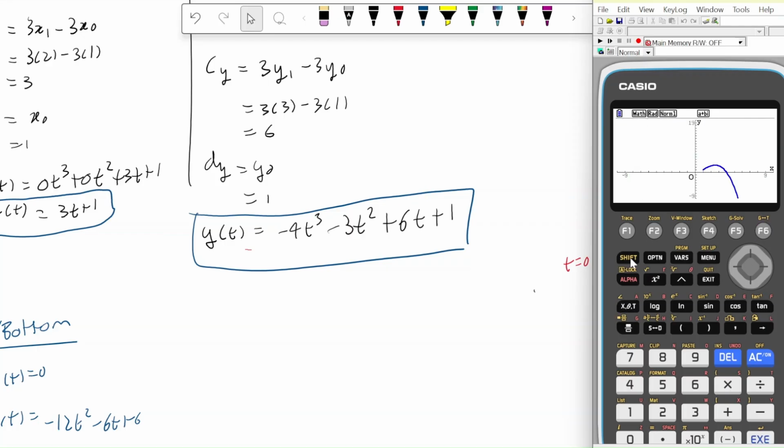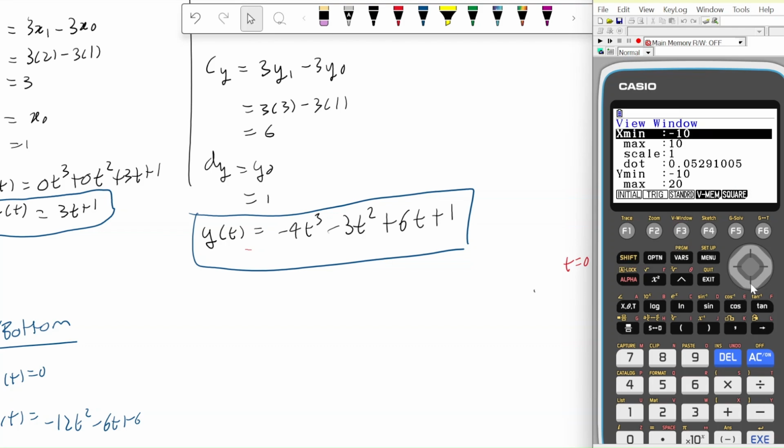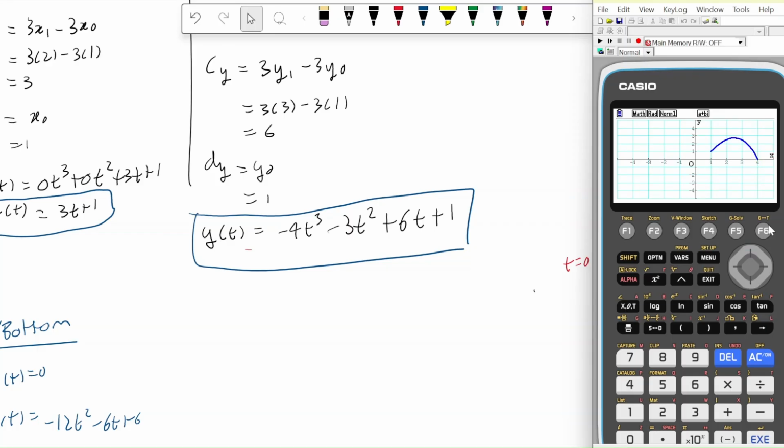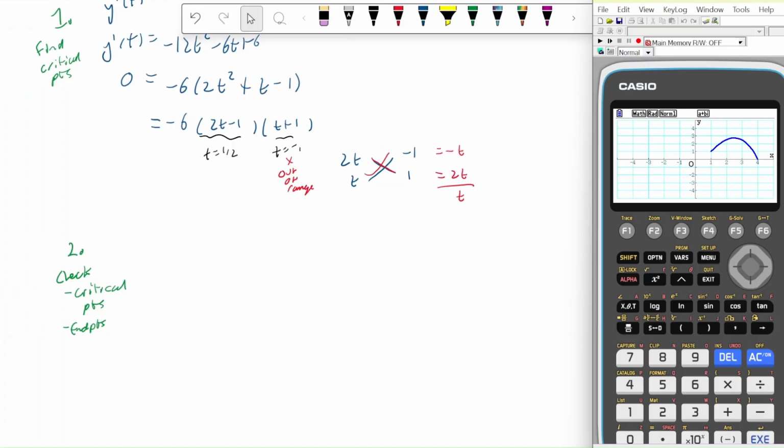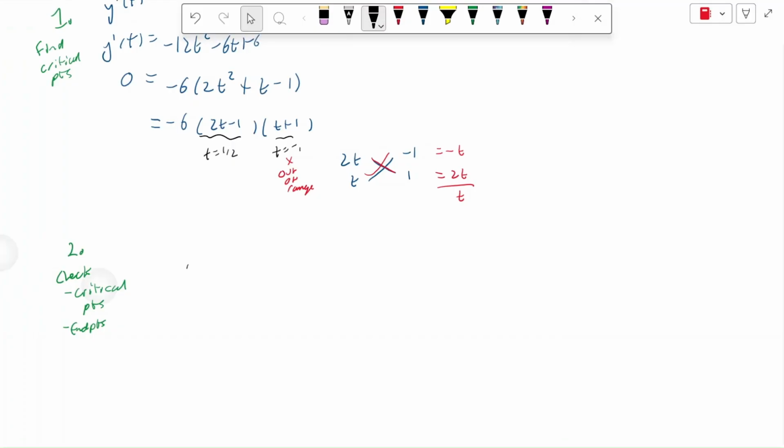We've got to set our window, so maybe I'll just go minus 5 to 5 just to get a really good view of what's happening. And t needs to go from 0 to 1 on a Bezier curve, always 0 to 1. So we can see that there. Let's get our points that we want to check. We've got to check t equals 0, t equals a half, and t equals 1. Now the endpoints are t equals 0 and t equals 1, and our critical point is t equals a half, and we just got to check all three of those.